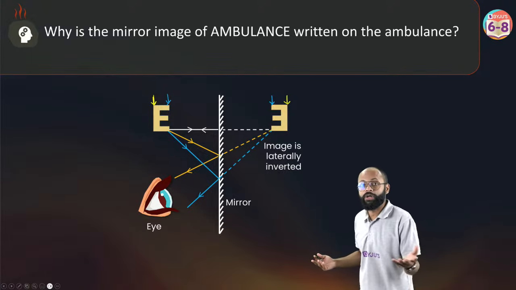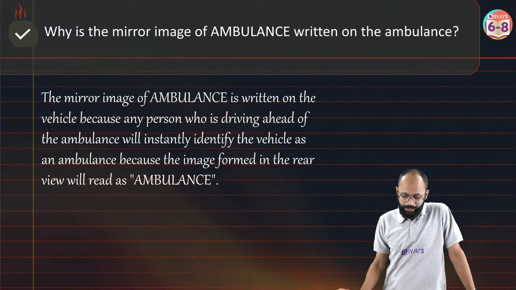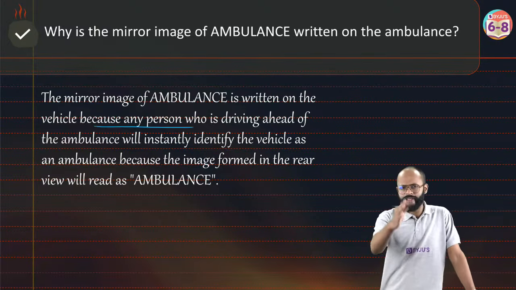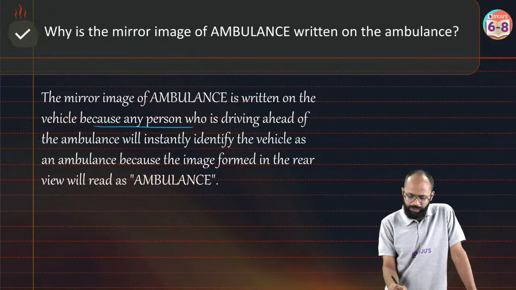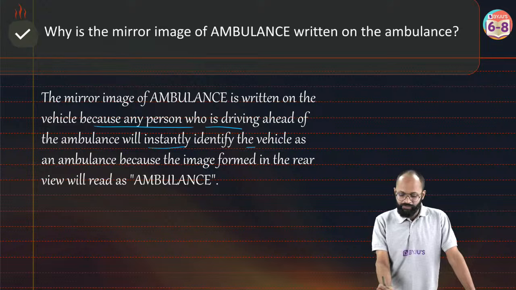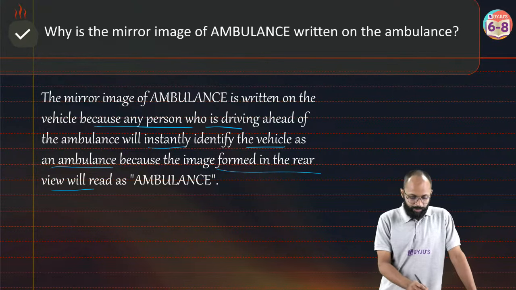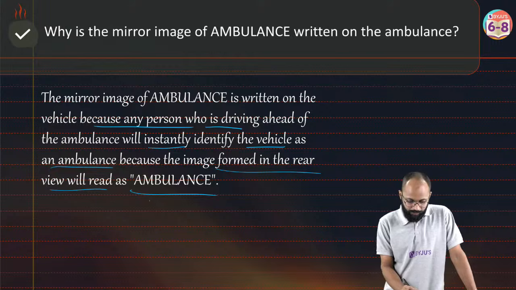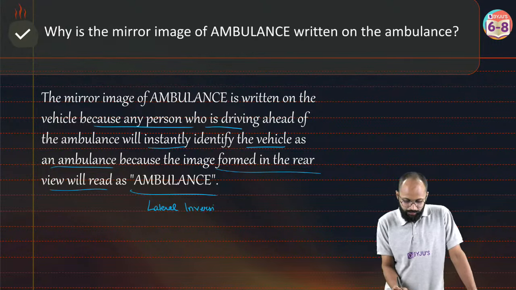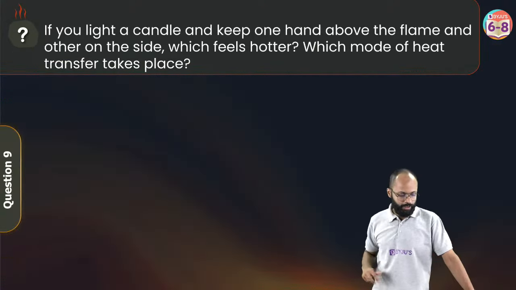Lateral inversion. So that is why ambulance is written as a mirror image on the vehicle: when a person driving ahead of the ambulance looks in the rear view mirror, they will instantly identify the vehicle as an ambulance, because the image formed in the rear view will be read as ambulance. It is because of lateral inversion. Theek hai, clear, badhiya, chalo aa jao.